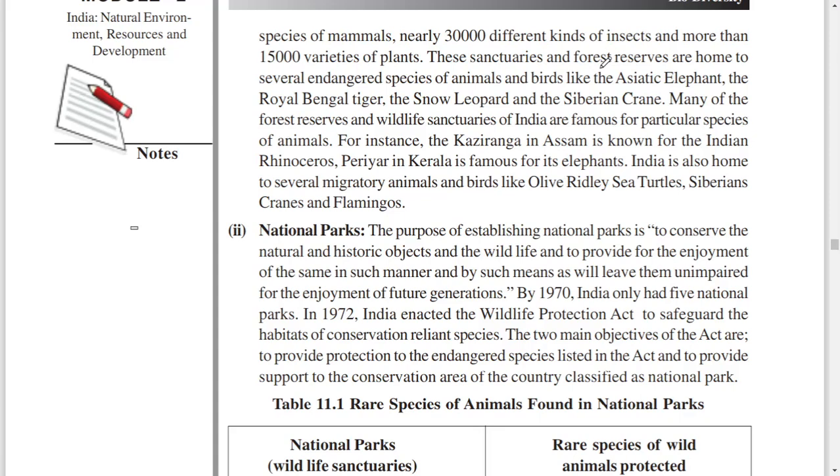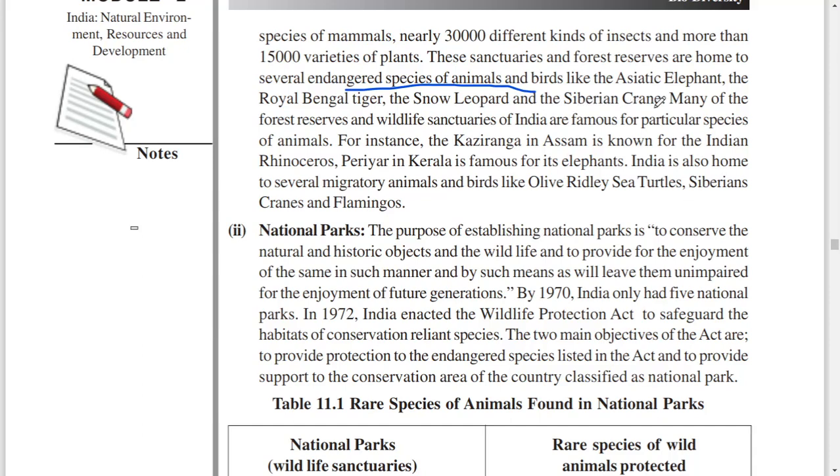These sanctuaries and forest reserves are home to several endangered species of animals and birds like the Asiatic elephant, the Royal Bengal Tiger, the Snow Leopard. Snow Leopard is the state animal of Ladakh. Ladakh ka state animal hai Snow Leopard.